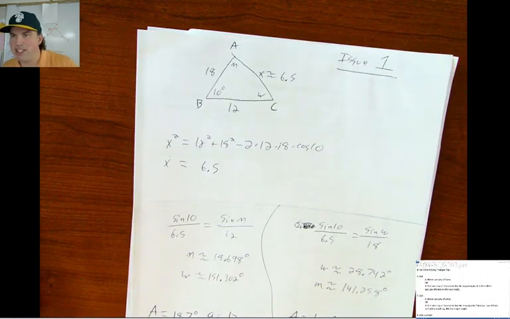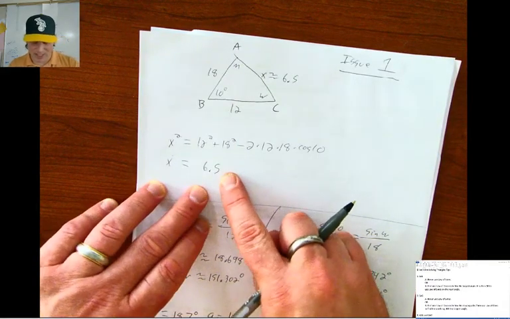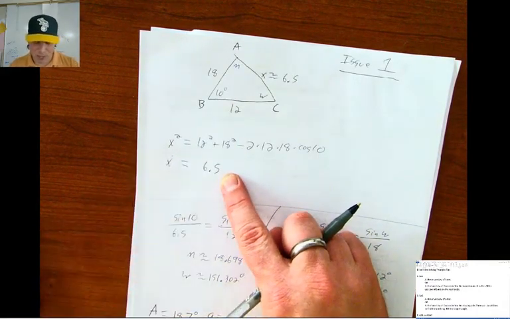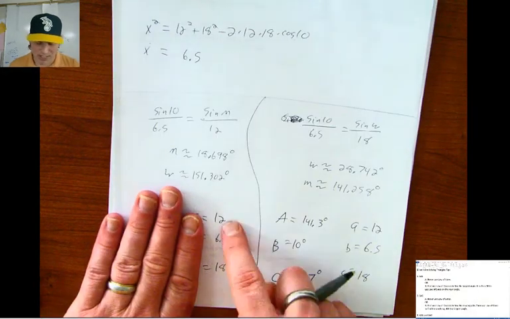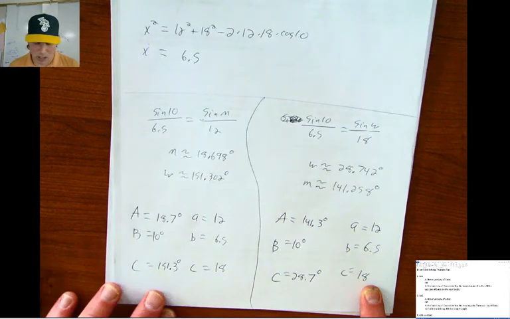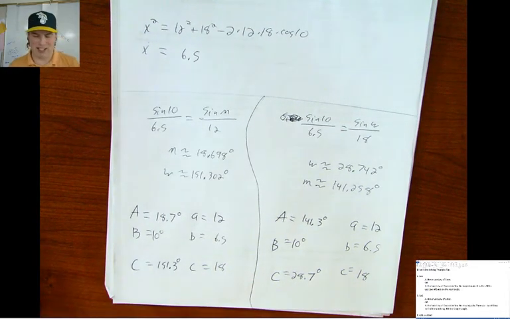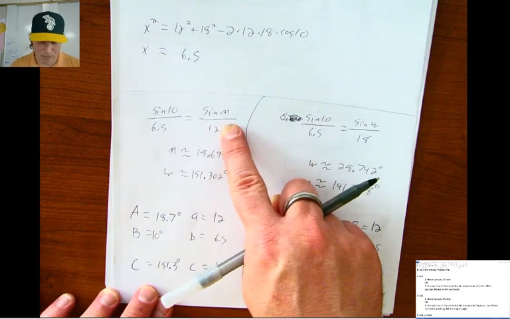Shrink. So let's say I did not follow my advice. I used law of sines to get this 6.5. So at this point, I now have all three sides: 12, 6.5, and 18. But then I thought, I can use law of sines for the rest of the problem. So I used law of sines to find angle M first.